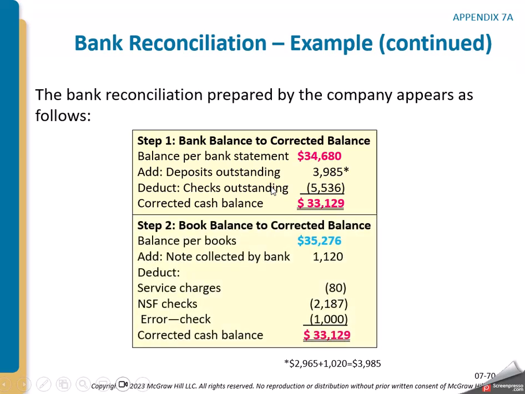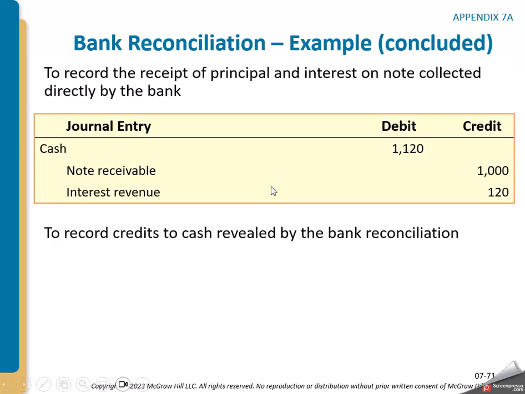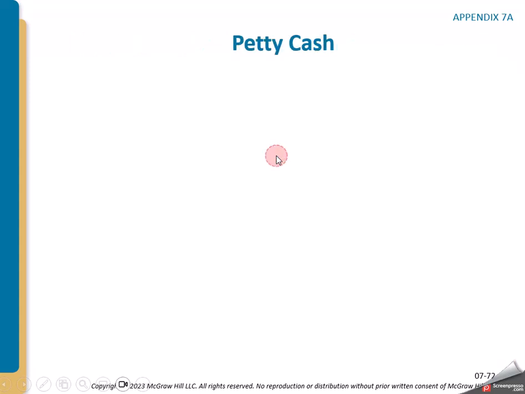So then we would also need to record those journal entries. Here are the journal entries that we would need to record. We collected on a notes receivable. We had a bank service charge. We had customers' checks that went NSF. And then we still owe a supplier, or the supplier payment was incorrect, so it goes to accounts payable.